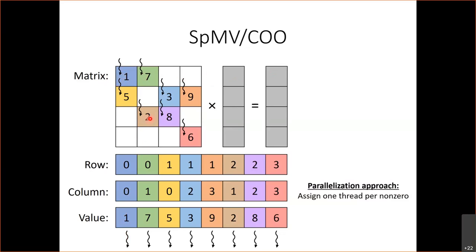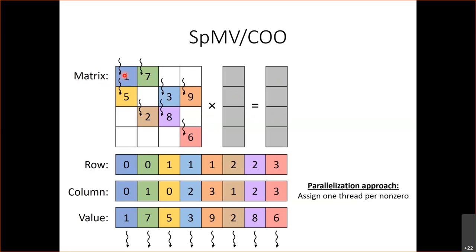So to make it more clear, for example, this thread here is responsible for this non-zero. So it says, oh, well, I'm responsible for the element at row 2 and column 1. So I will load the input value corresponding to my column index. So I'll load the input value that has the index 1, which in this case is 1 over here. And then I will multiply that with my non-zero, and then I will store the result at the index of the corresponding row. Okay. Now, the problem with this approach is that I can have multiple threads updating the same.